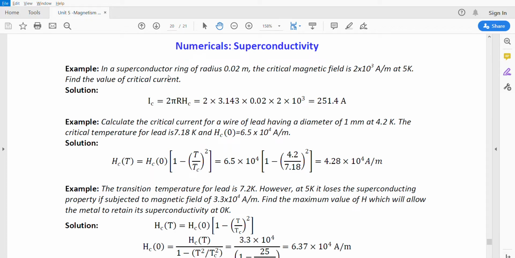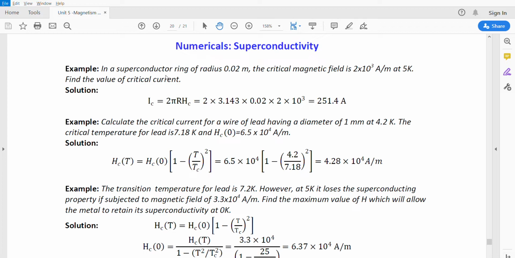So here, first you write the given data. The superconducting ring radius is 0.02 meters. The critical magnetic field value is 2 into 10 power 3 ampere per meter, and the temperature is given as 5 kelvins. So what do we need to find? We need to find the value of the critical current.